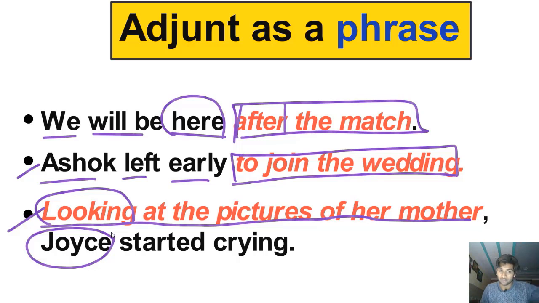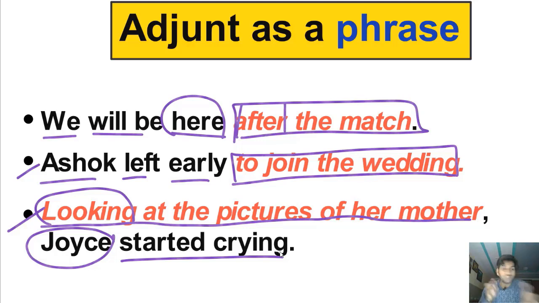Joyce, looking at the picture of her mother, started crying. So here, this present participle phrase is working as an adjunct. It is an adjunct to the sentence. It's working as an adjective, modifying it. It's also working as an adverb in a way because this is causing the main action. This is why she started crying, right? Looking at the pictures of her mother, this made her start crying, right? So this is also working as an adverb in a way.